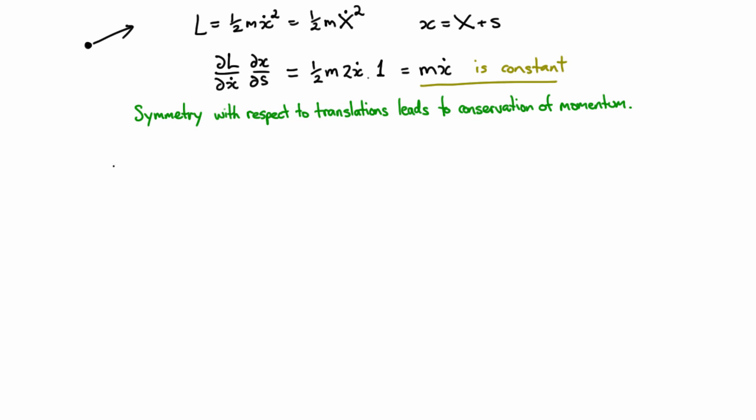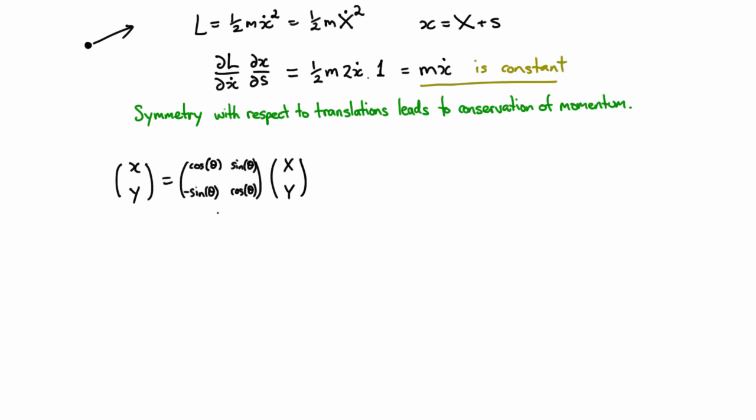Let's try another example. Let's try a rotation. Now, in a rotation, we need at least two coordinates. Let's have an x and a y. Suppose our x and y were rotated by a matrix with entries cos theta, sine theta, minus sine theta, and cos theta. So that's a normal rotation matrix.